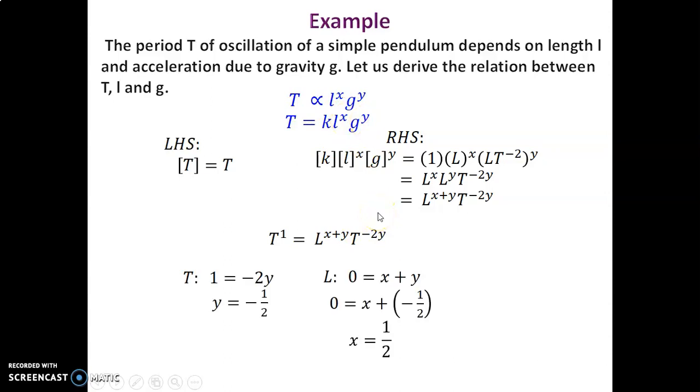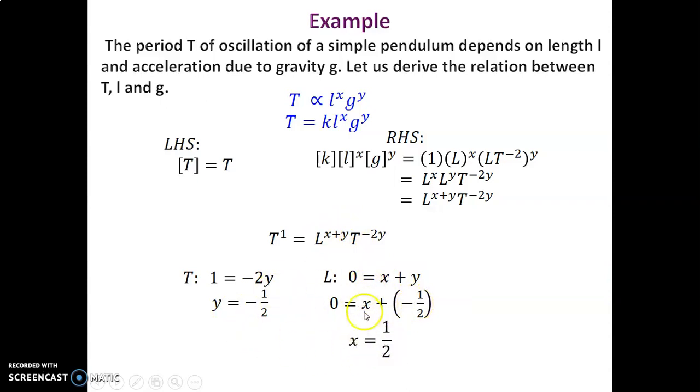Now, to complete this equation, you have to find the values of x and y. So what should you do? You have to write down the power of each particular dimension. For dimension T, on the left hand side, the power is 1. On the right hand side, the power is negative 2y. Therefore, y is equal to negative 1 over 2. For dimension L, there is no dimension L on the left hand side, so it is 0. On the right hand side, it is x plus y. So you insert the value of y, then you get x equal to 1 over 2.